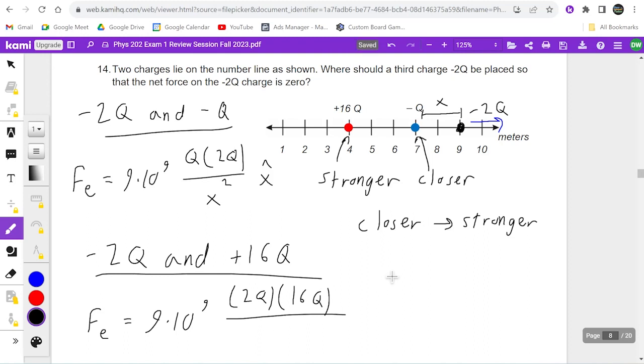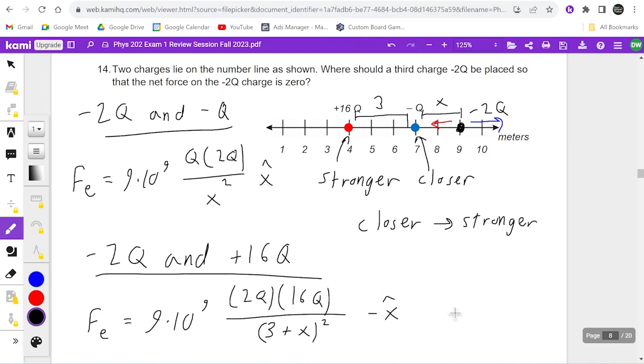And then who knows what this distance is in terms of x? So between 4 and 7, that's a distance of 3. So then the total distance is 3 plus x. 3 plus x, quantity squared. There we go. And now, since I want a net force of 0, also I forgot to mention, these are opposite charges, negative 2q and positive 16q, so that will point to the left. In other words, negative x hat. And this is great because now I have a chance of getting 0 net force because one points to the right, one points to the left.